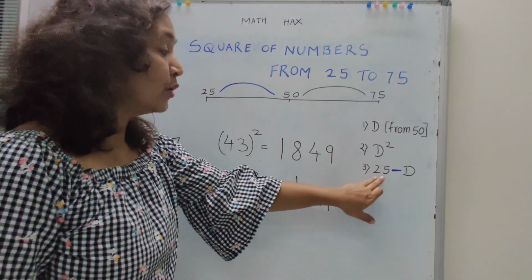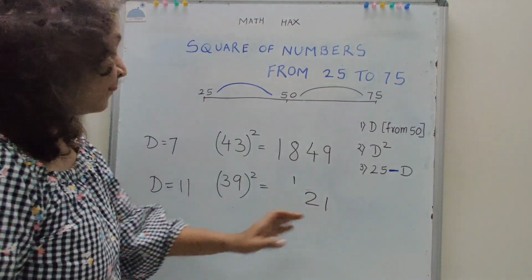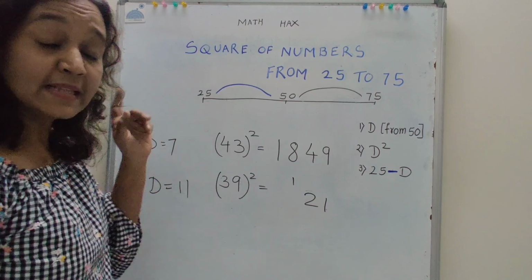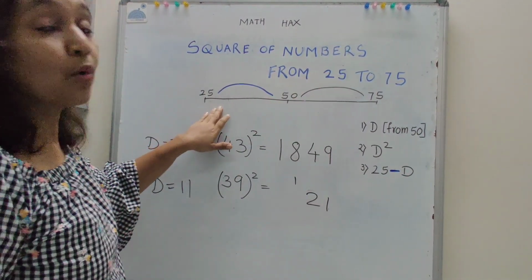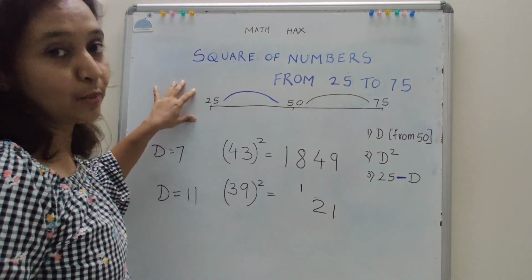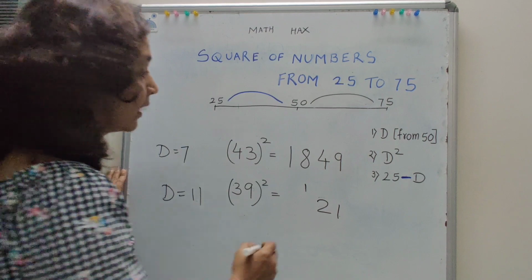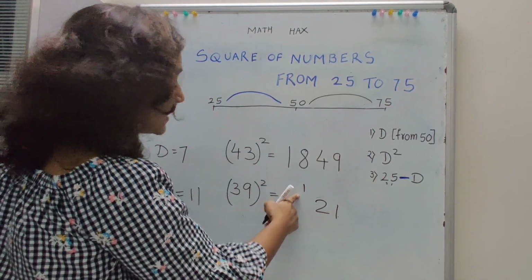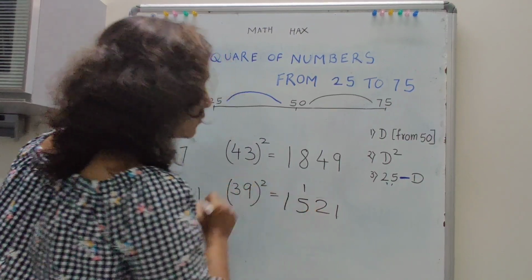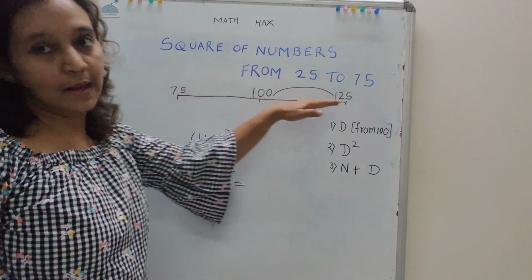And now we need to find out 25 and d, the difference, minus the difference. Instead of doing addition as what we used to do for these numbers, here we are going to subtract that difference from 25. Okay, so what is 25 minus 11? It is 14, but this 1 is a carryover. So the final answer would be 15. So 1521.